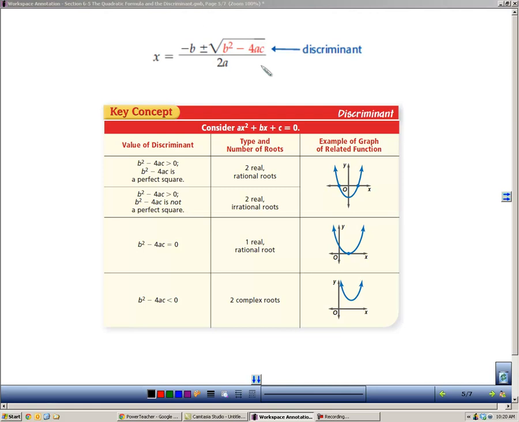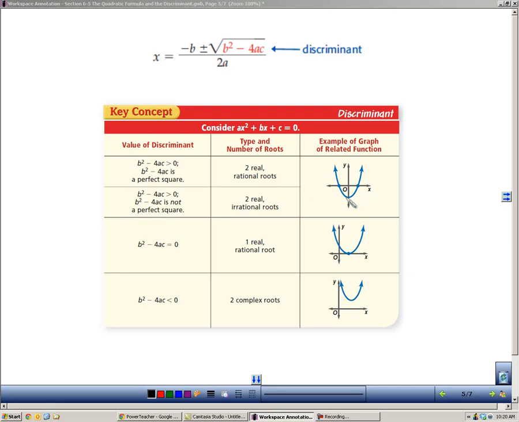Now here we have the quadratic formula, and the part in red here, the part underneath the radical, has a special name. It's called the discriminant. And the discriminant can tell us how many roots or how many solutions we're going to have if we were to solve a quadratic equation. And this table summarizes that.